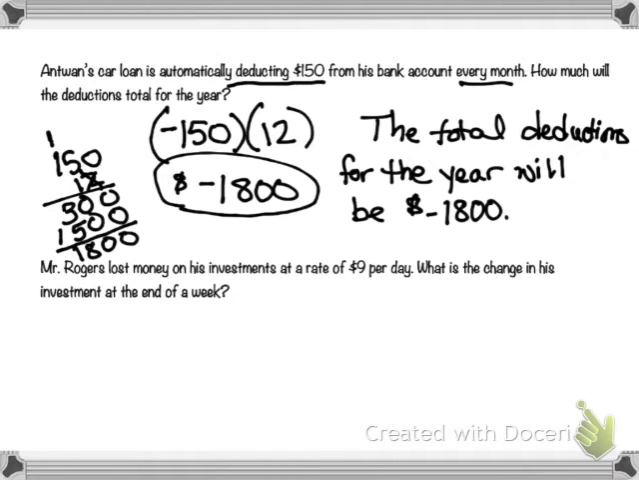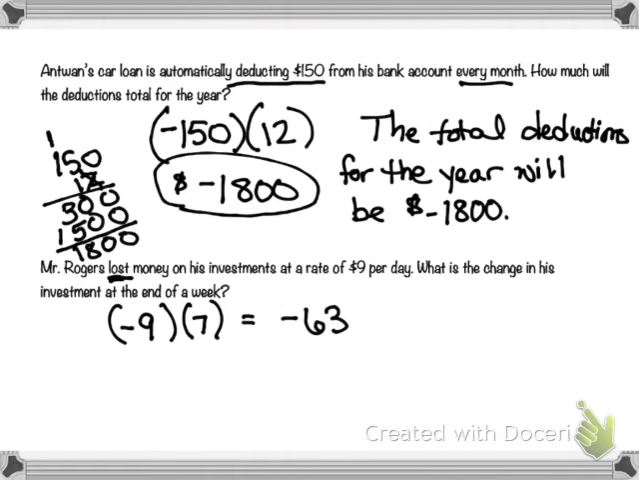Mr. Rogers lost money on his investments at a rate of $9 per day. What is the change in his investments at the end of the week? So if he lost money, we know that's a negative 9. And there are 7 days in a week. So negative 9 times 7. Negative times positive gives me negative. 9 times 7 is 63.